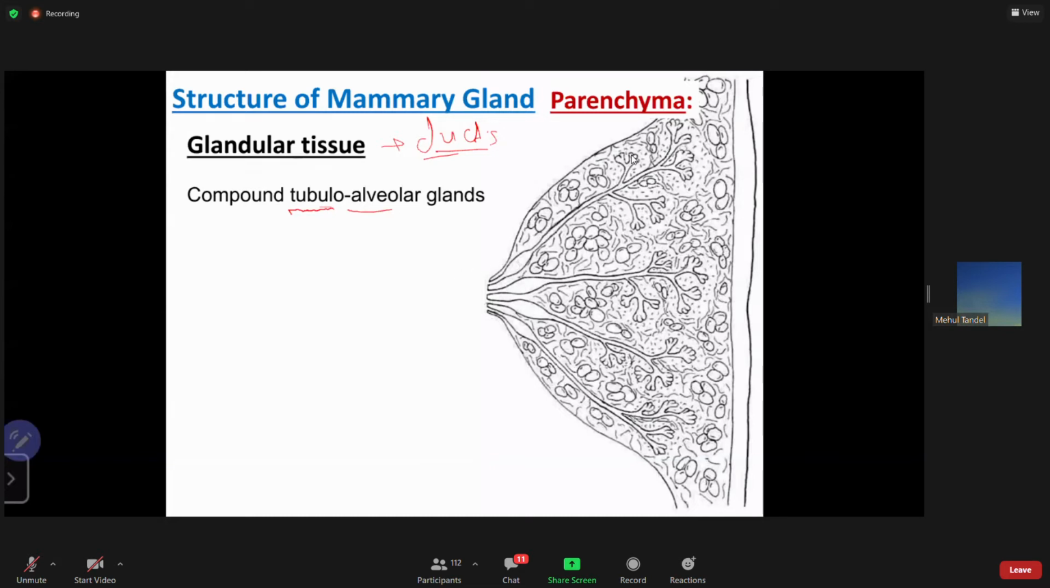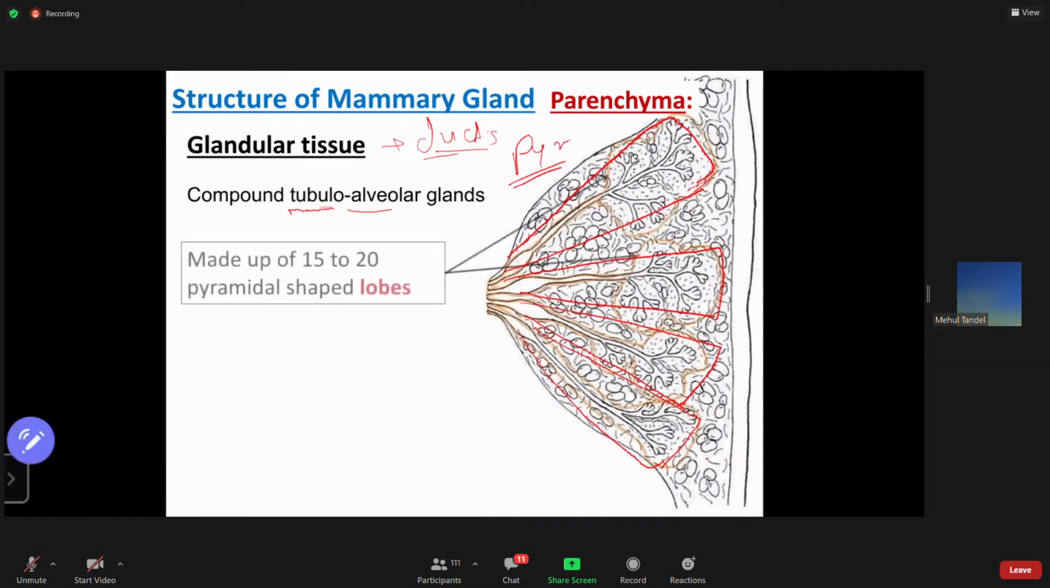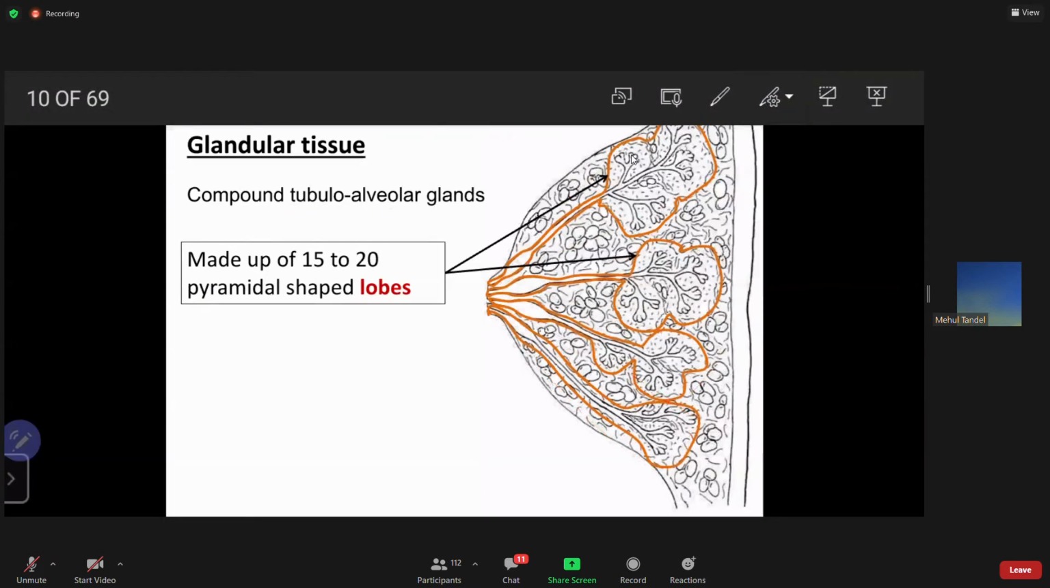Now these glands are arranged like this. This is the first part, it looks like this. This is the second. Around 15 to 20 such parts are present. If seen in three dimensions, these are pyramidal in shape. So the glandular tissue is arranged in the form of 15 to 20 pyramidal shaped lobes. These are called lobes.